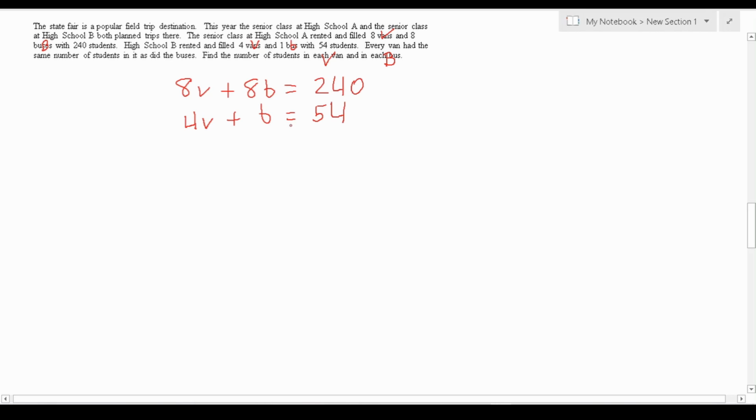At this point, we have to decide how we're going to solve this problem, and we can either do so via substitution, which we haven't done yet in this video, or elimination. Honestly, elimination is probably your best bet. It's the easiest to do. And in this case, we can see if we take this bottom equation and multiply it by a factor of -8, we can eliminate the variable 8b. So let's go ahead and do that. I'm just going to copy this first equation over here. 8v plus 8b equals 240.